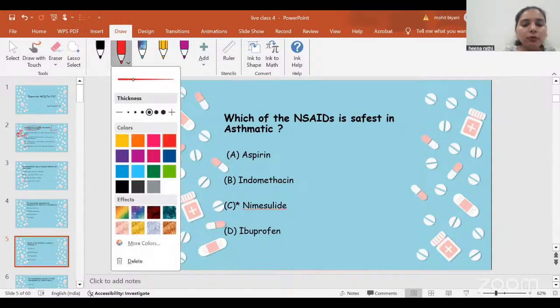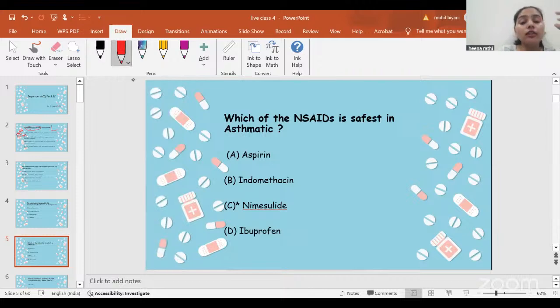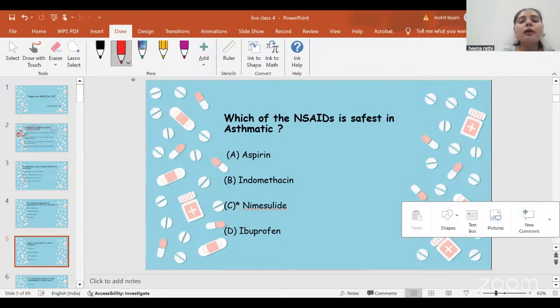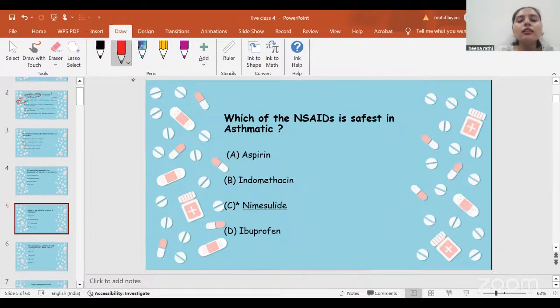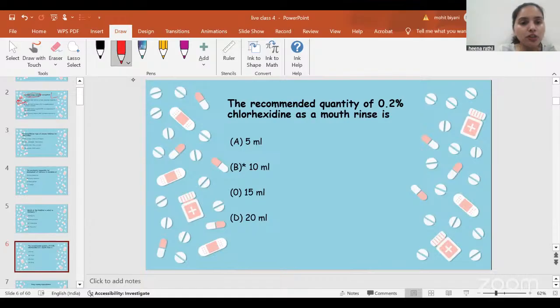And ibuprofen is also a non-selective type. Because of this non-selective action, it is also going to increase the inflammatory mediators. So in that case, the safest one is nimesulide, which is preferentially COX-2.